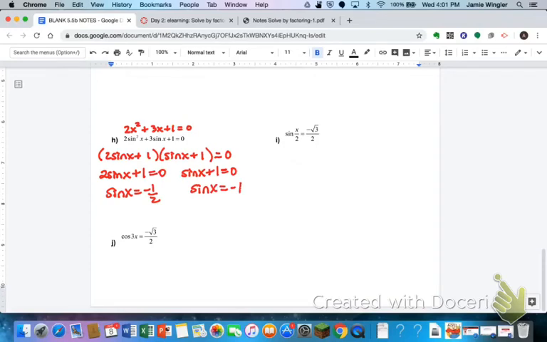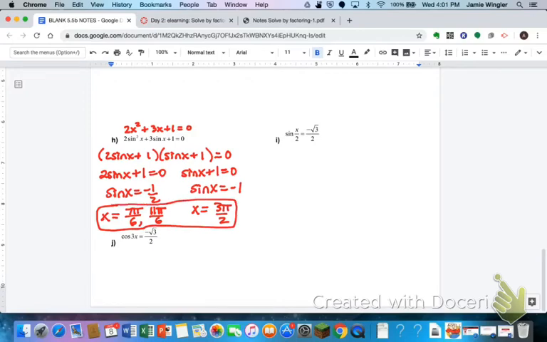Sine of x equals negative 1/2 at 7/6 pi and 11/6 pi on our unit circle. And sine, or the y value, is equal to negative 1 at 3/2 pi. So I have 3 answers here.